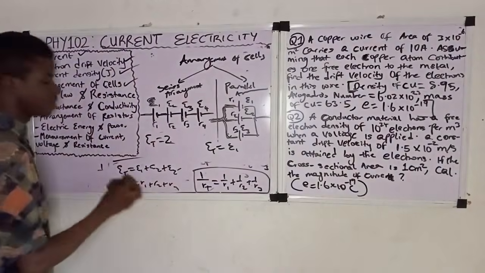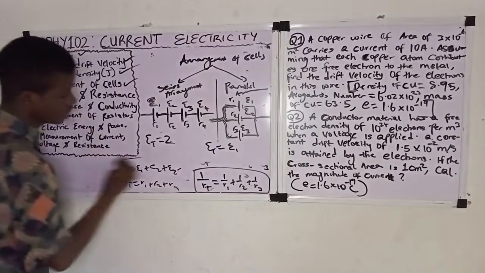Okay, so we are done with arrangement of cells. Then let's move to Ohm's law and resistance.